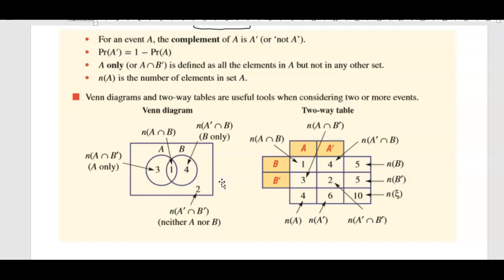And you can also represent the Venn diagram in a two-way table. So these two diagrams are extremely important. Sometimes it's easy to read them, but when you're starting out, it can be a little bit confusing. So make sure you understand how to read these two. And hopefully after we've done some questions, it'll make more sense.